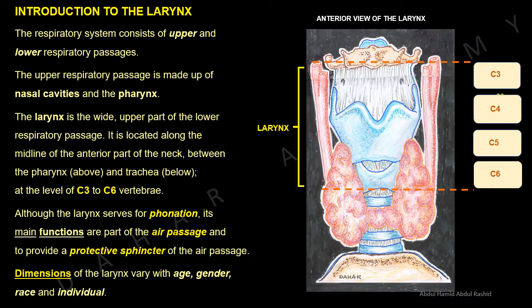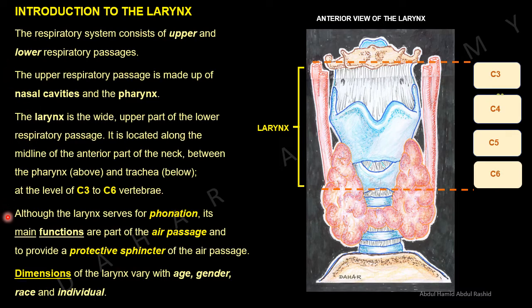Introduction to the larynx. The respiratory system consists of upper and lower respiratory passages. The upper respiratory passage is made up of nasal cavities and the pharynx. The larynx is the wide upper part of the lower respiratory passage. It is located along the midline of the anterior part of the neck, between the pharynx above and trachea below, at the level of 3rd to 6th cervical vertebrae.